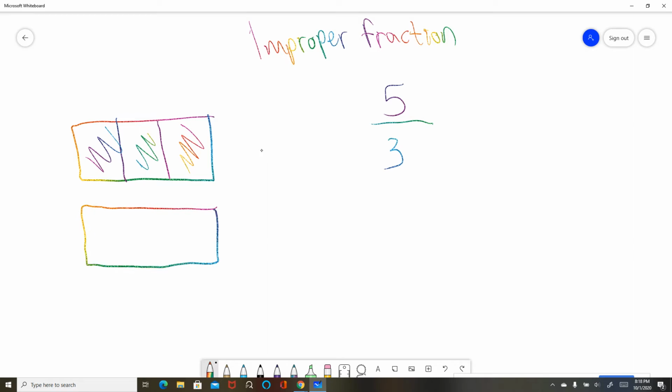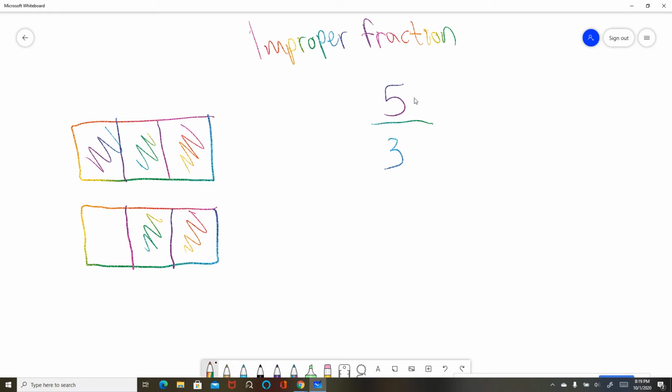And we're going to divide it into thirds because our denominator does not change. It's still thirds. So now that we have 3, we just need to shade in 2 more. 1/3, 2/3, 3/3, 4/3, 5/3. And this is how you would represent 5/3 as a picture, this improper fraction.